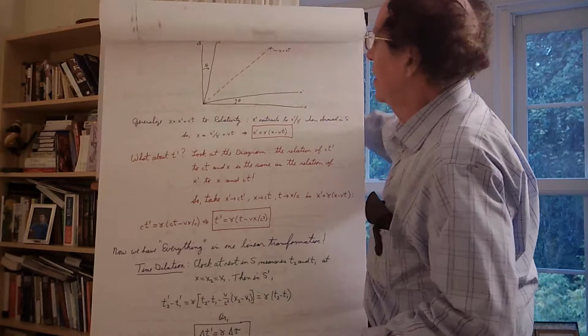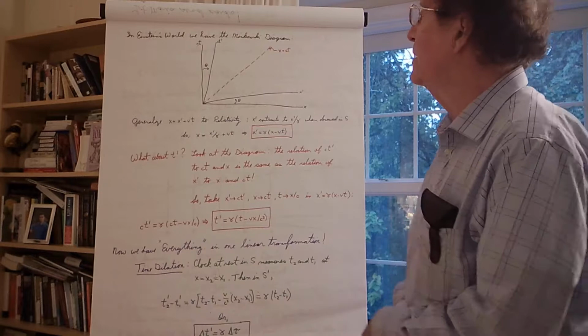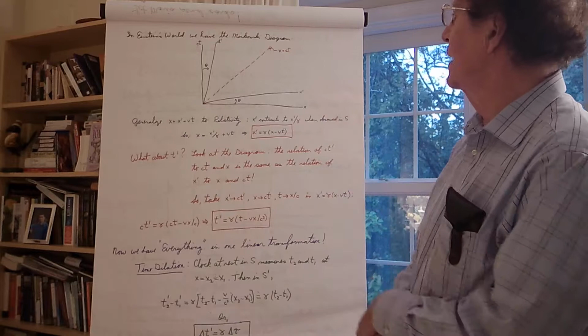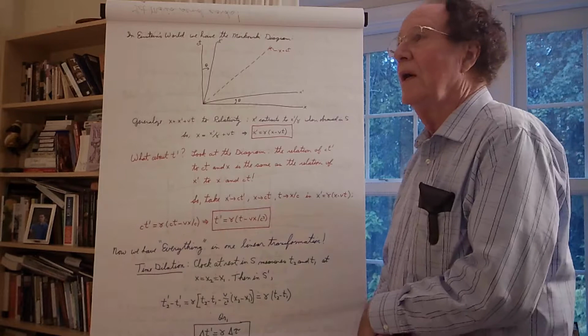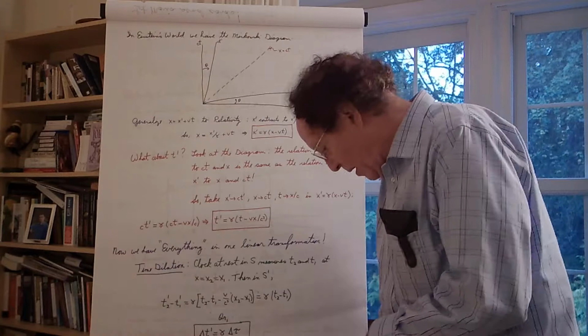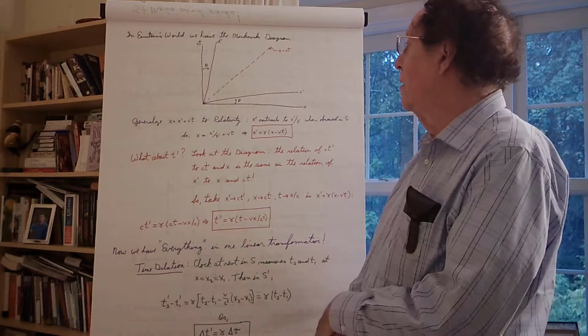Now, in Einstein's world, we replace a static space-time with a Minkowski diagram. And here I've shown you the Minkowski diagram for the usual situation where the velocity between S and S prime is positive. So the first task we're going to do is to get how spatial measurements relate, and then we'll turn to the equation for how temporal relationships relate between the two frames.